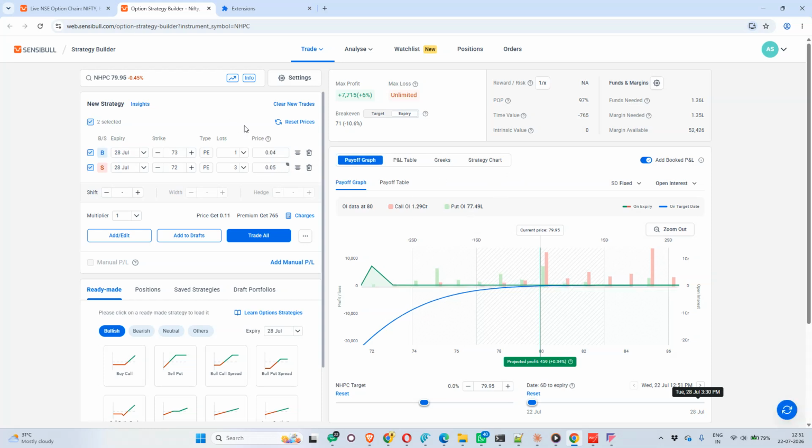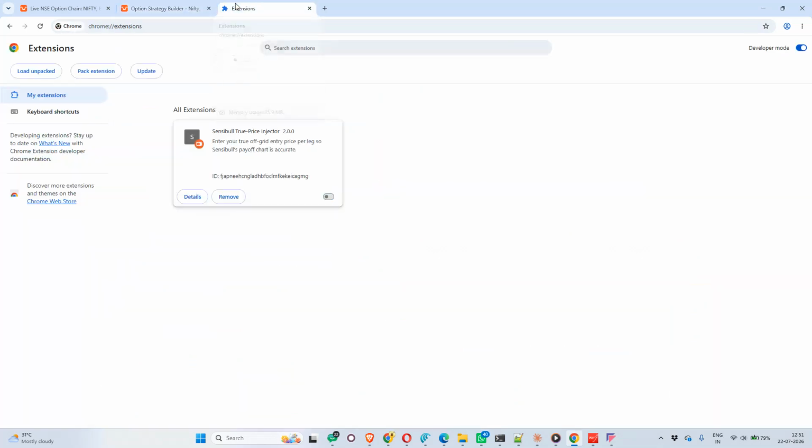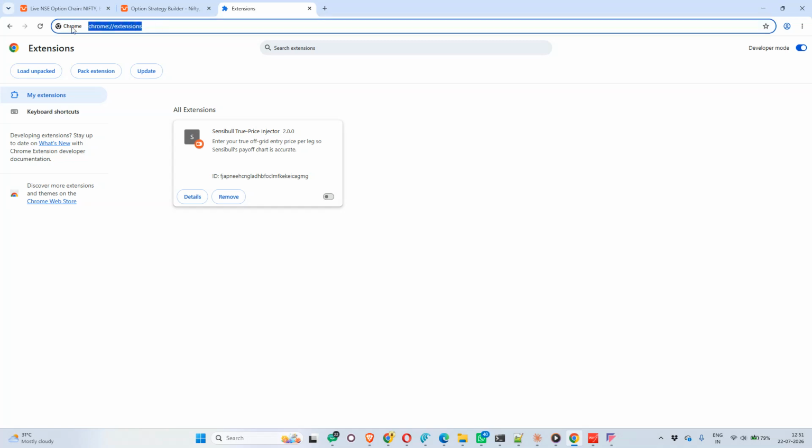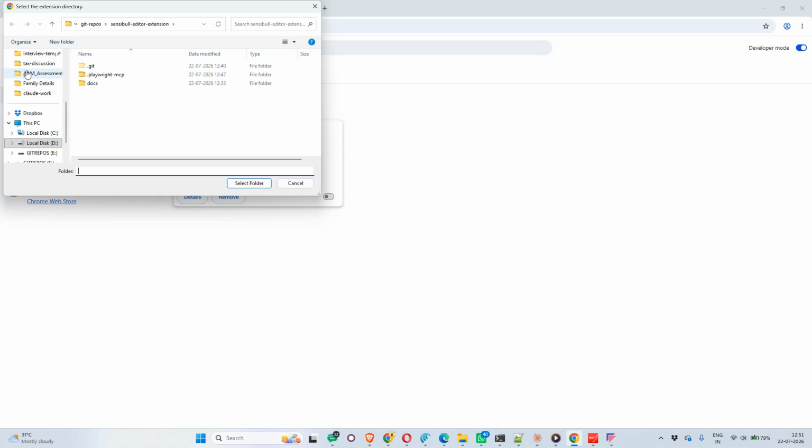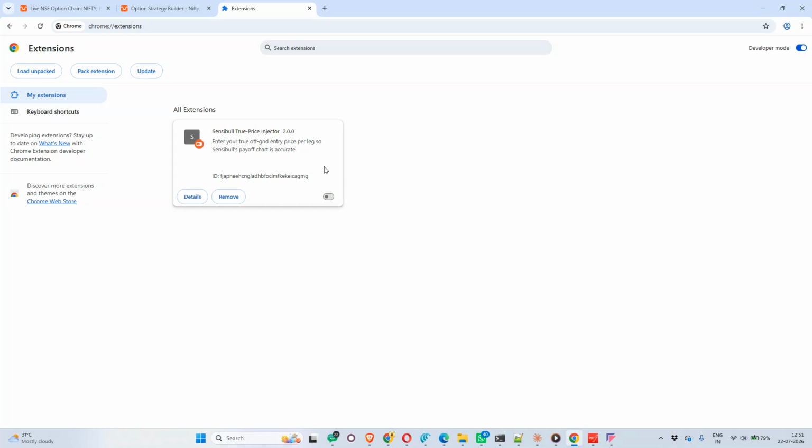To avoid this situation where I'm not able to see actual values, what I did was I created an extension. How to install the extension? You have to go to chrome://extensions. Then you have to enable the developer mode. Once you have enabled it, you will start seeing these options. You have to click on load unpacked, and then choose the extension which I have provided. Now you can select the folder. It will load the extension.